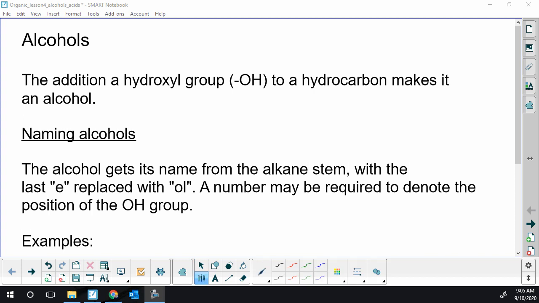So alcohols is our theme today. Just keep highlighting. If you ever see the term family, what family is it? You know, referring to alkanes, alkenes, alkynes, cycloalkanes, cycloalkenes, and now we're into alcohols. They're hydrocarbon derivatives. Anytime you have something other than C and H, it's referred to as a derivative.